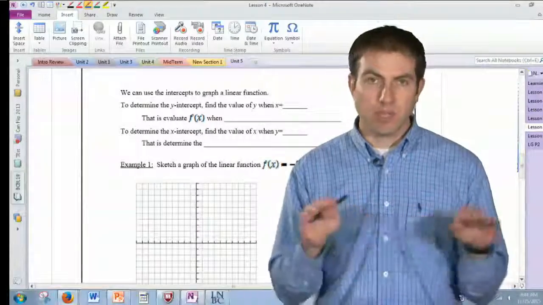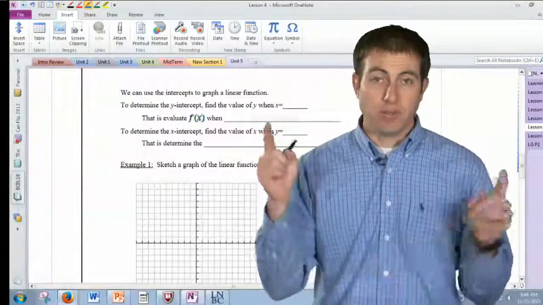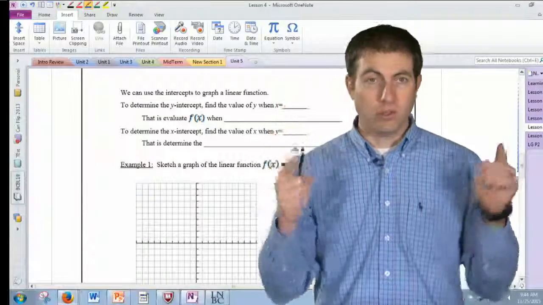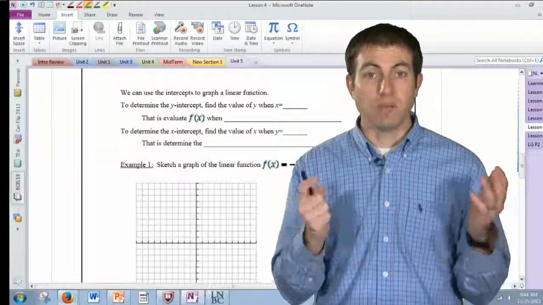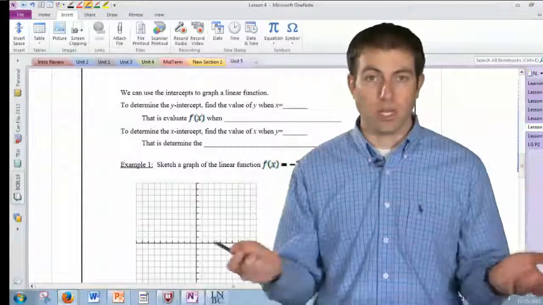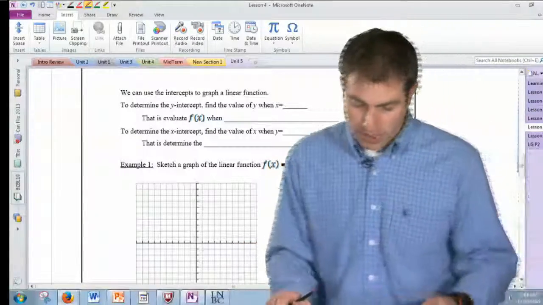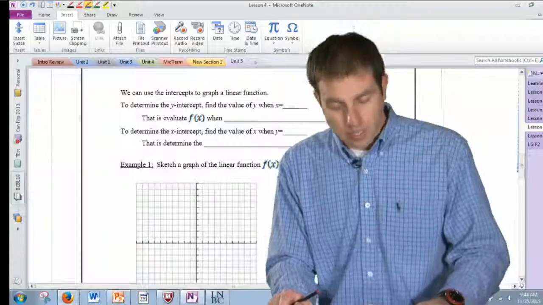If it's going to be a linear function or a straight line, if you can have 2 points, you can always join those 2 points wherever they are with a straight line. So if we have 2 points, we can draw a line on a graph. So let's look at how we can do that.